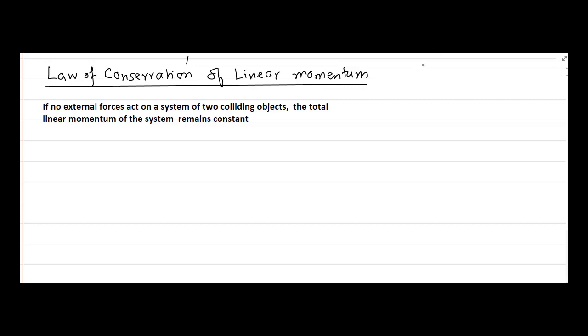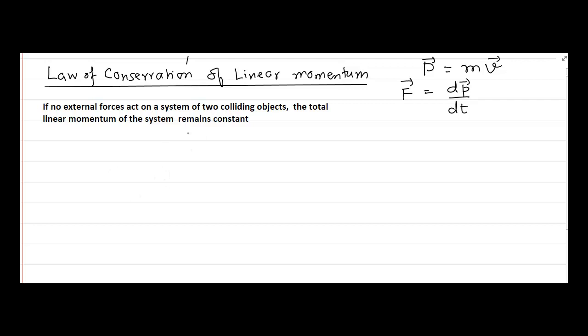We know that linear momentum, denoted by P, is equal to the mass of the body times its velocity. And according to Newton's second law of motion, force is given by the rate of change of momentum, dP by dt. So here we are talking of a system of two colliding objects.